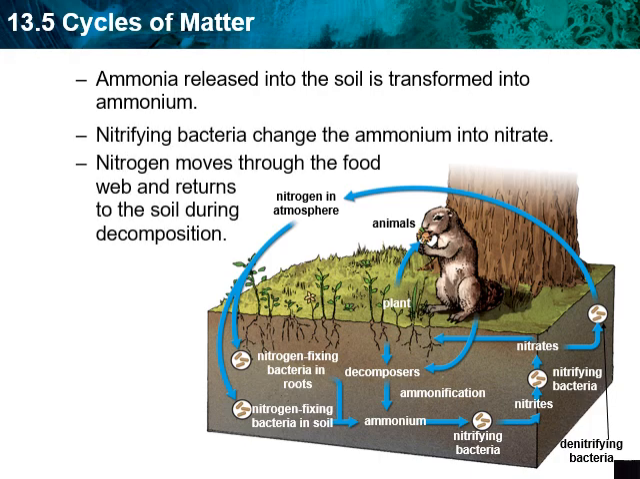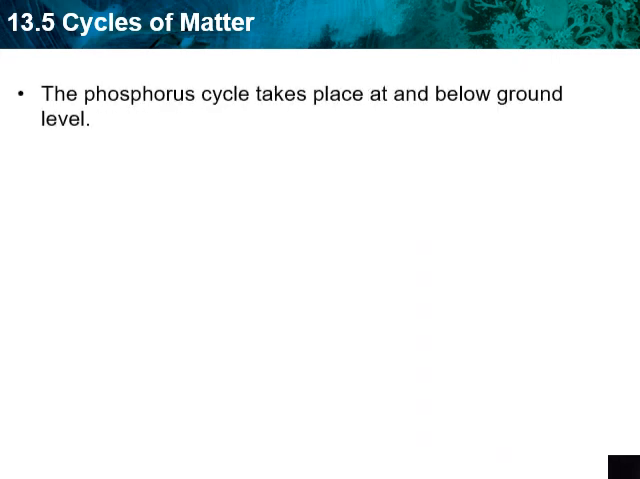Now, some of the steps to that. Ammonia is released into the soil and then is transformed into a product called ammonium. That bacteria then change ammonium to nitrate. Okay, that nitrate gets taken in. And then nitrogen moves through the food web by eating things that use that nitrogen to grow, specifically plants, and that returns to the soil in decomposition.